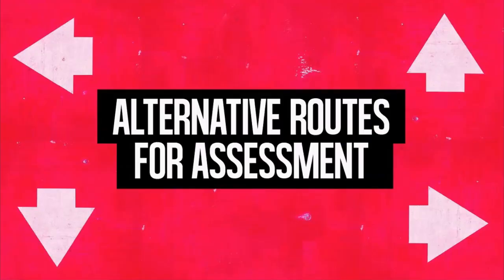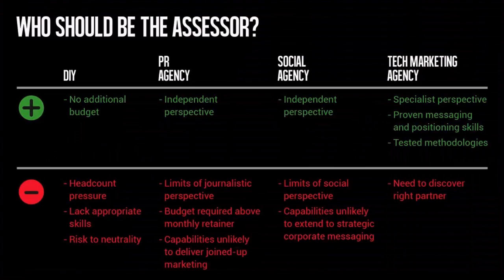Now, we've had a quick tour of the M4 methodology, one that's been proven with our tech clients for a number of years now. But whichever methodology you decide on, the shortlist for content assessor is likely to come from this list of 4 options. That list is likely to consist of the following candidates: DIY, PR agency, social agency, or marketing agency, preferably a tech specialist that's fully conversant with the challenges of our industry. Now, there are pros and cons with all routes, so let's have a quick look at the main considerations.